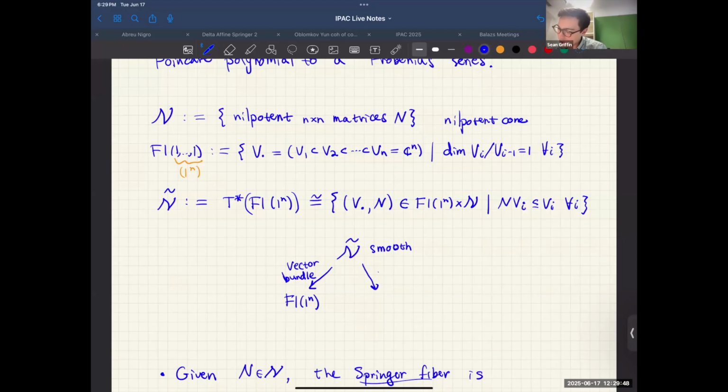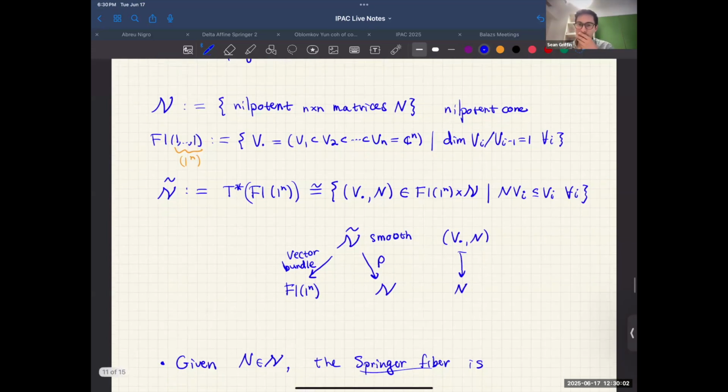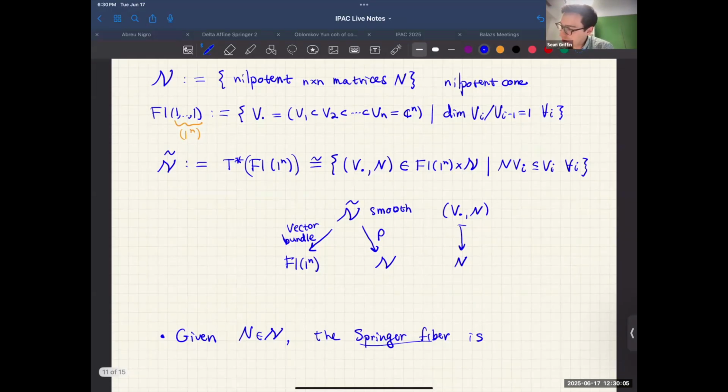But it also has a map down to the nilpotents by forgetting the flag and just remembering the nilpotent. In this map, rho is called the Springer resolution. It turns out to be a resolution of singularities of the nilpotent cone.